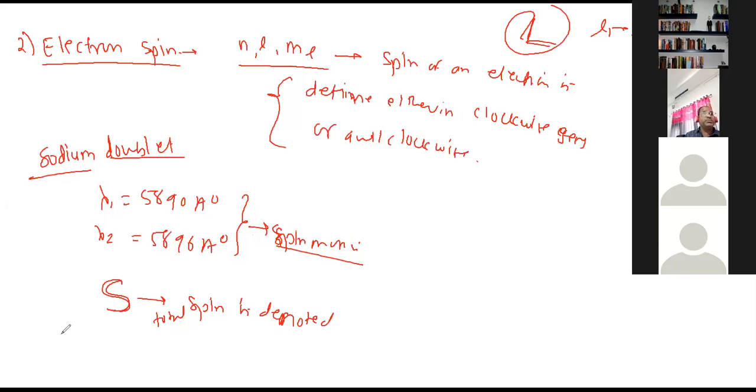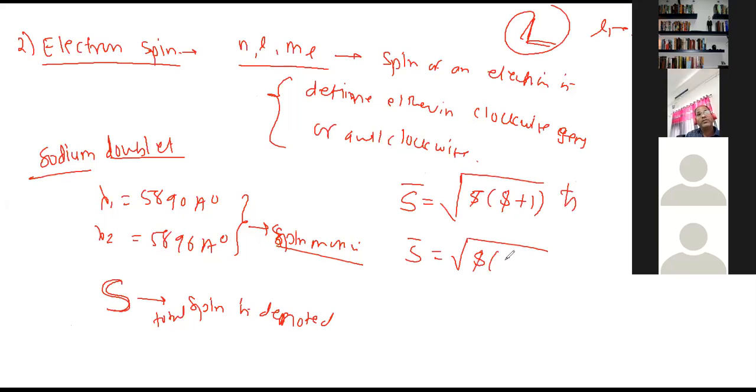Similarly, you go for the spin. The spin angular momentum is given as S, and its formula is just like L bar. S bar is equal to square root of small s into s plus 1 H cross, or you can write S bar is equal to square root of s into s plus 1 H upon 2 pi. Is it right? And the spin is always known to us. Spin is always plus minus half. In magnitude, it is plus half or minus half.